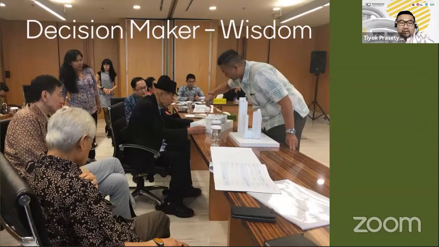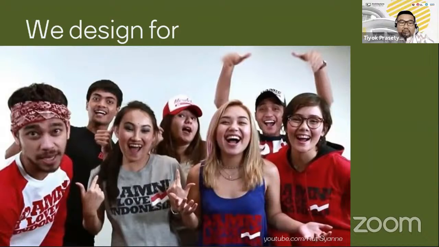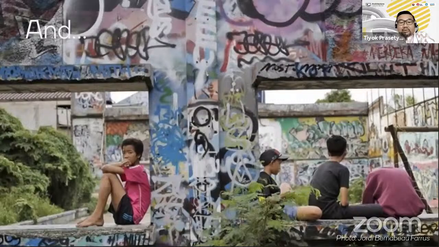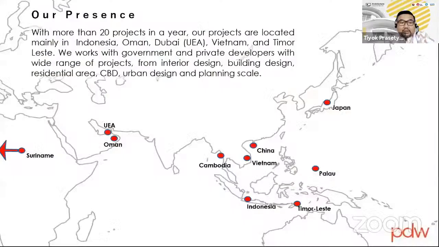We design for people, for millennials, for younger people, of course, because we have a short time to design, and the building itself is built in 1 to 5 years, the process of design and construction. But we also have to look into our surrounding environment, as these people are also affected by our works as architects.